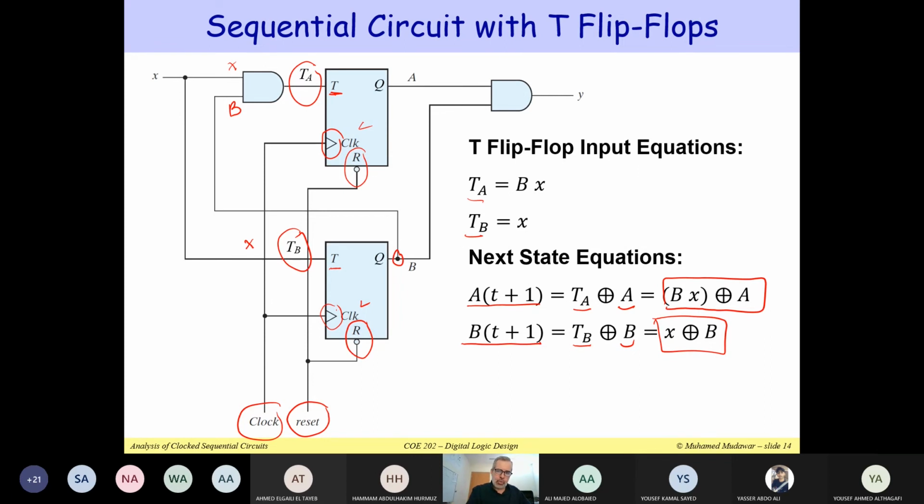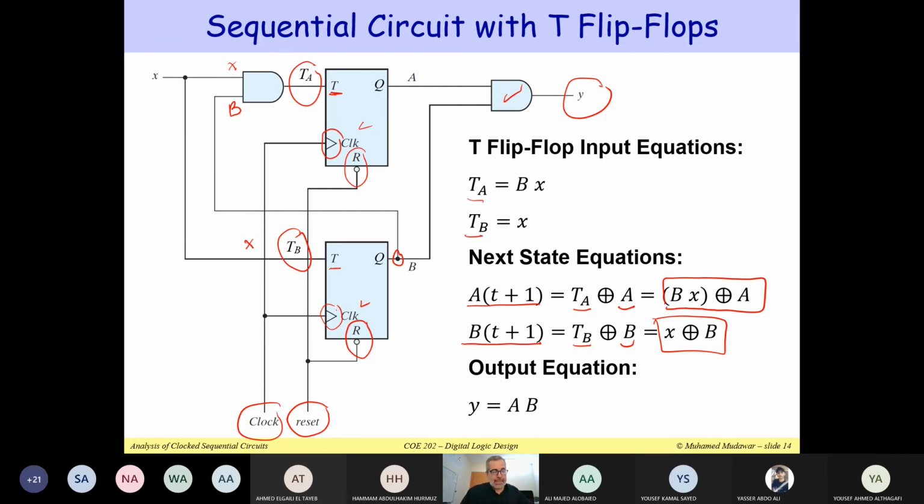There is one more thing here, which is the output Y. The output Y here is just simply the output equation is what? Y is equal to what? Can you tell me? It's very simple. A and B. Exactly, A and B. So that's actually very easy.